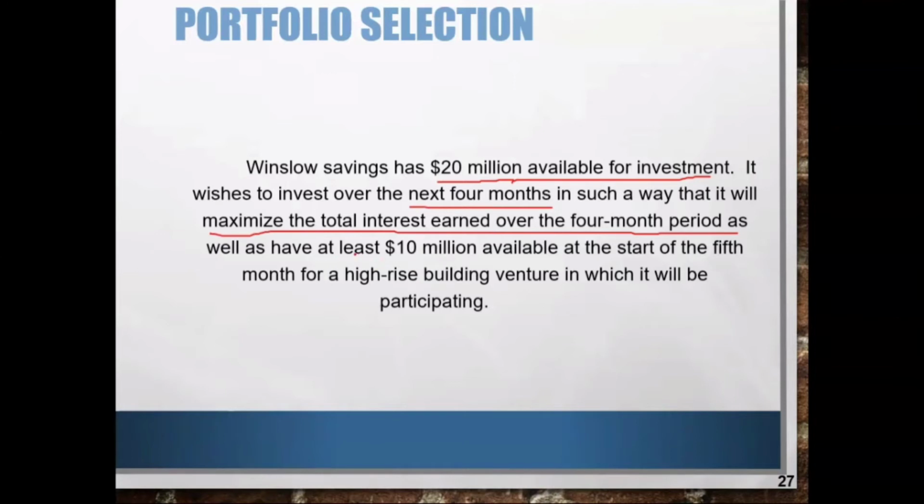As well as have at least 10 million available at the start of the 5th month for a high-rise building venture in which it will be participating. So at the start of the 5th month, they will already invest in the high-rise building.